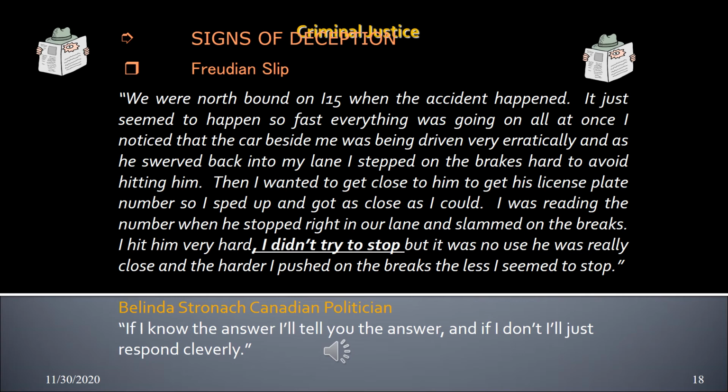It was that we blurted out the truth, if you like, okay? And the example here is not great, but it's what we have. We were northbound on I-15 when the accident happened. It just seemed to happen so fast. Everything was going on all at once.